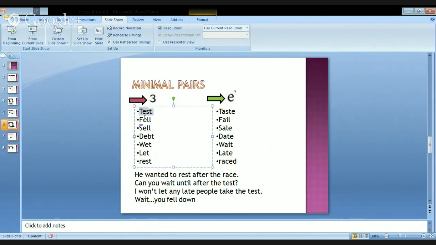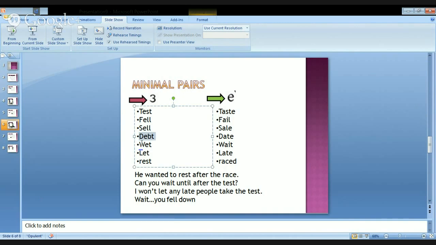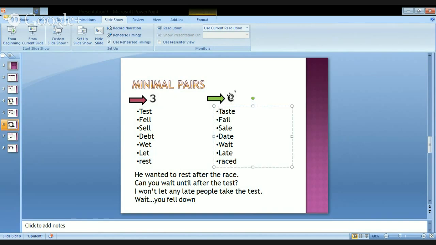Test. Fell. Excellent. Sell. Debt. You seem like you have that sound down really well. Wet. Let. Rest. And then the A sound, I'll just go through and say them really fast.